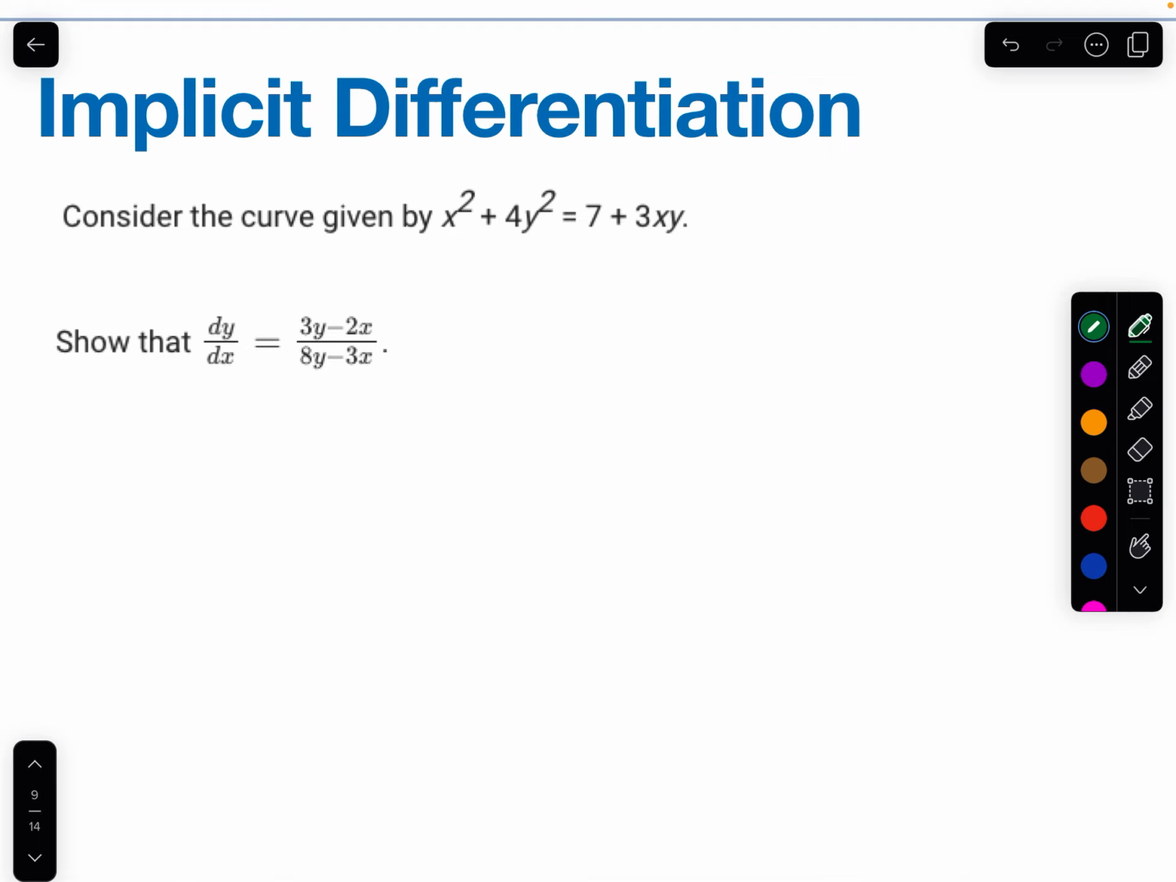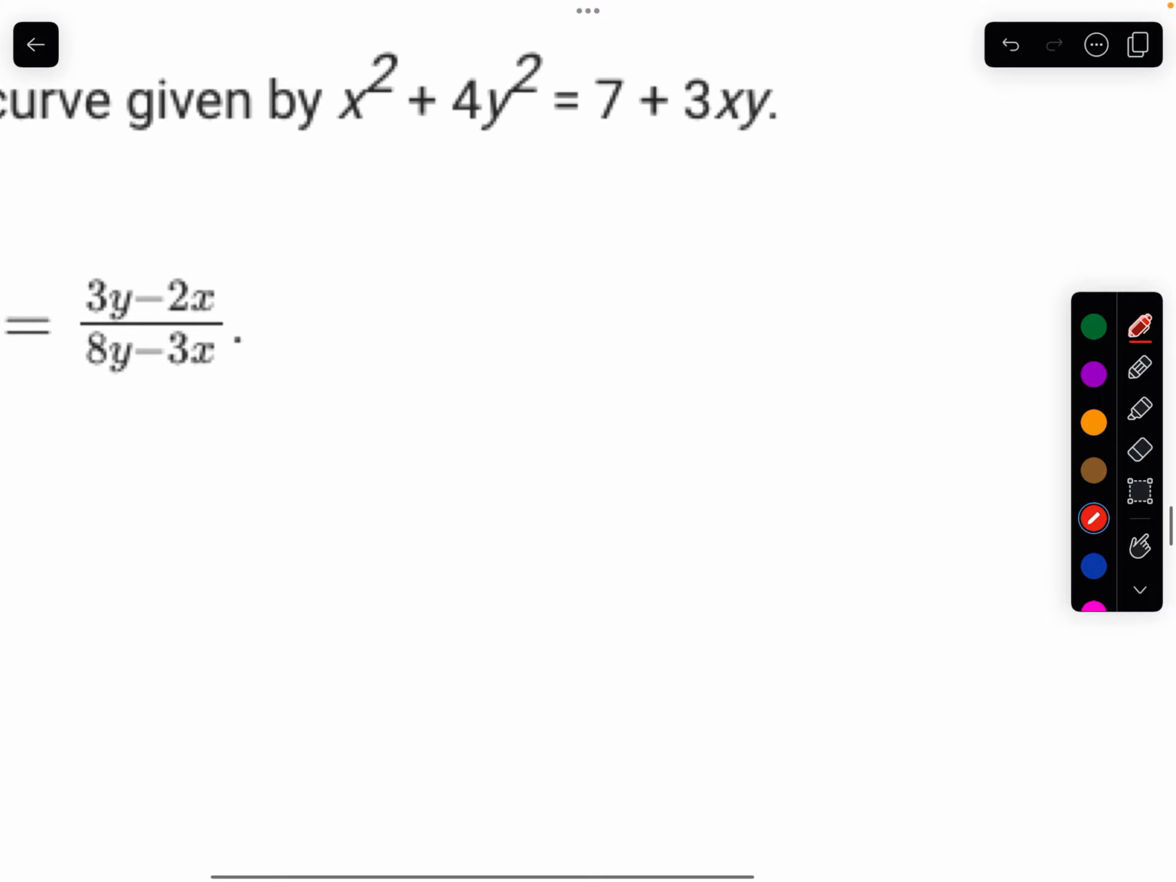Another type of differentiation important for us to know is implicit differentiation. We use this when our function is not given explicitly as a function of just x or just y, rather when we have the two variables mixed together like we do here. So we've got this curve given implicitly. We are going to use implicit differentiation to show that dy/dx equals the expression given. So let's get to it here, working from left to right.